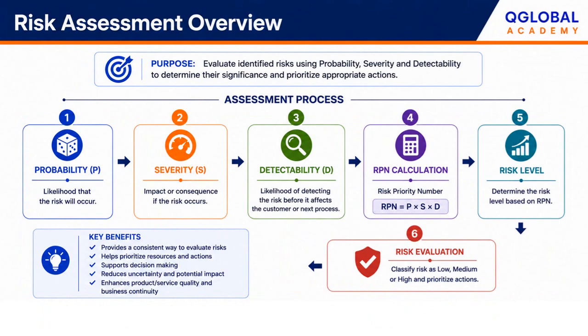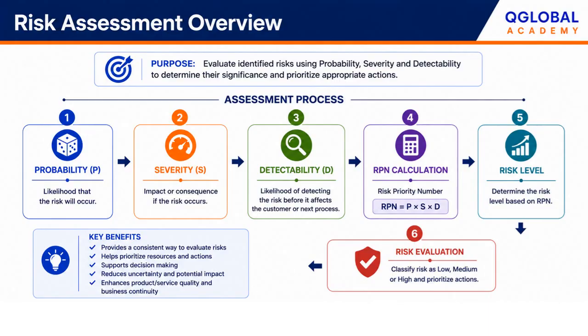Once risks have been identified, the next step is to determine which ones require the greatest attention. Risk assessment evaluates each identified risk using 3 parameters. The first is probability, which measures how likely the risk is to occur. The second is severity, which measures the impact if the risk actually happens. The third is detectability, which measures how easily the risk can be identified before it affects the customer or the next process. These 3 values are multiplied together to calculate the risk priority number, commonly called the RPN.